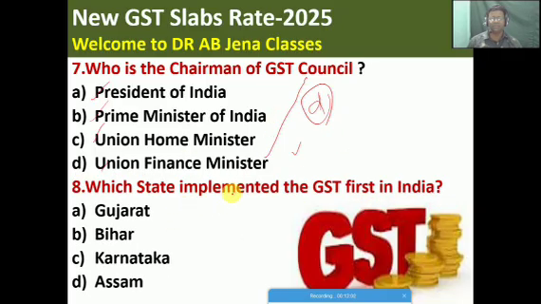Next one friends, which state implemented the GST first in India: Gujarat, Bihar, Karnataka, or Assam? The right option is D. The credit goes to Assam. Assam was the first state to implement the GST in India.